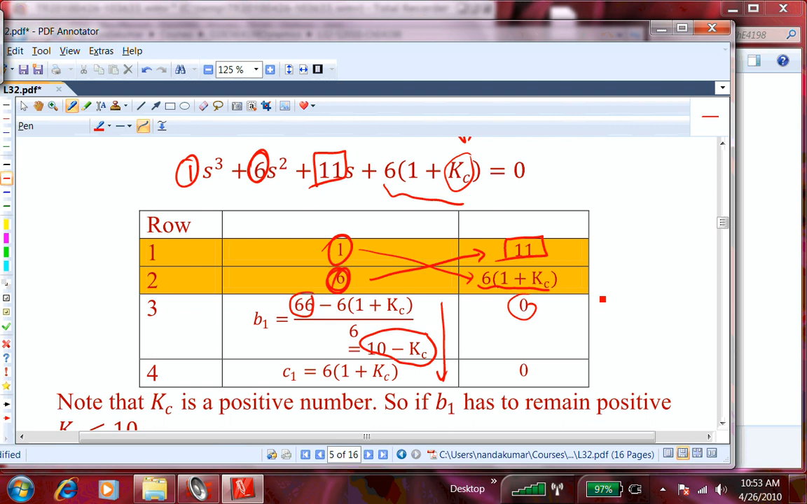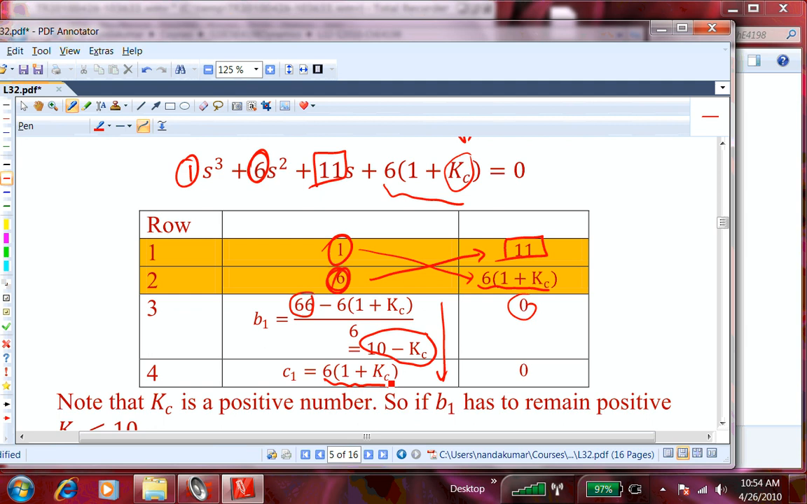When you're doing it for C1, what do you have to do? You have to take B1 multiplied by 6 times 1 plus kc minus 6 times 0, divided by 10 minus kc. So that is why you will get C1 as 6 times 1 plus kc. The same rules that you are applying to calculate. But the first column now depends on kc.